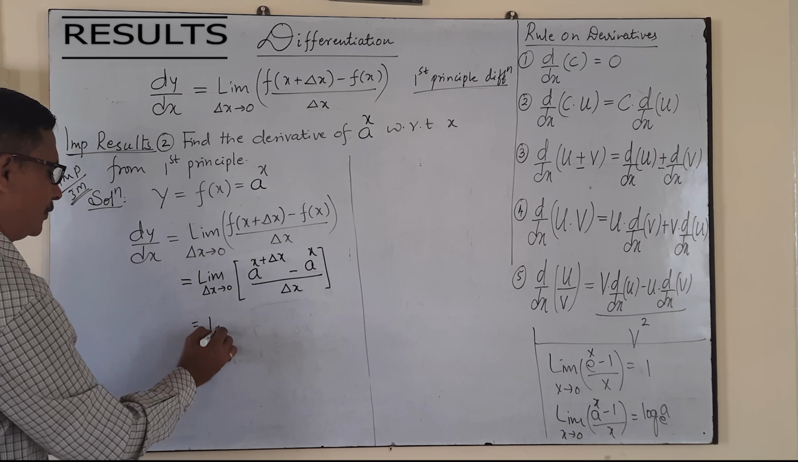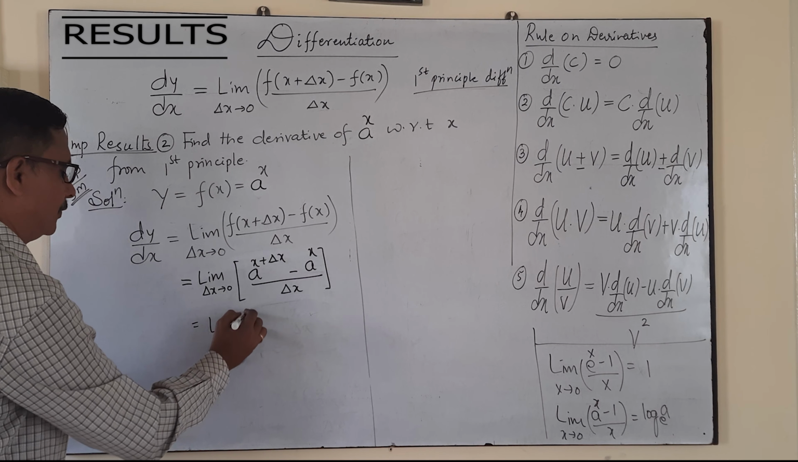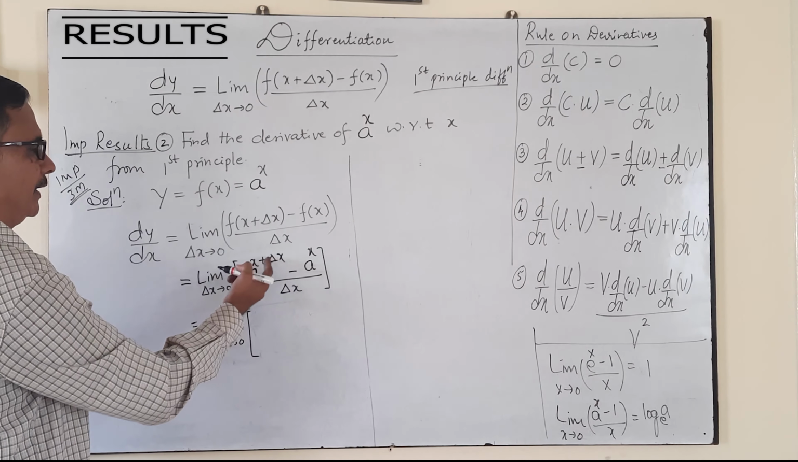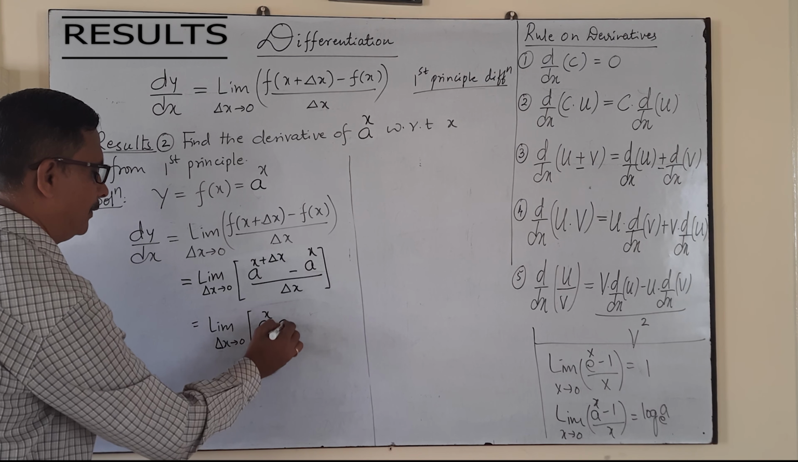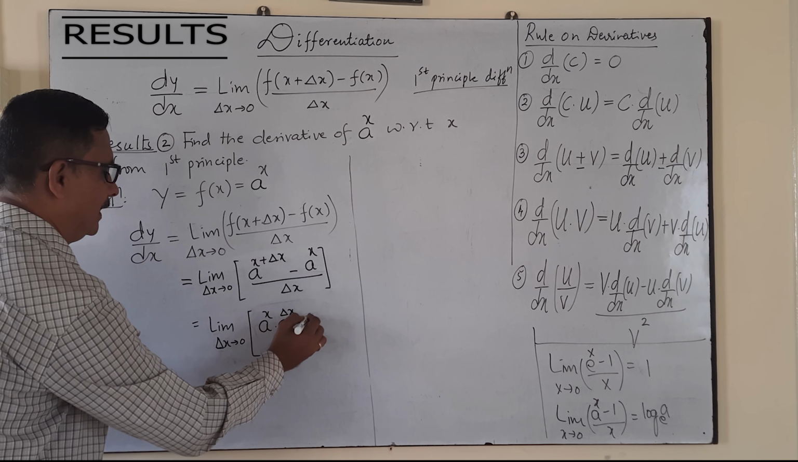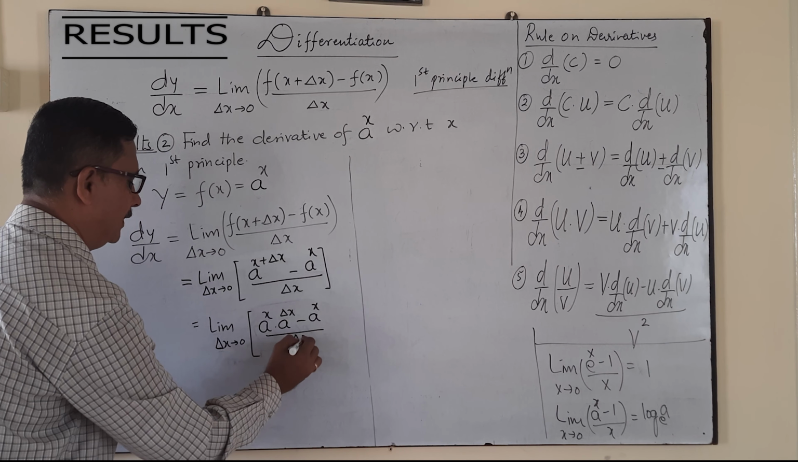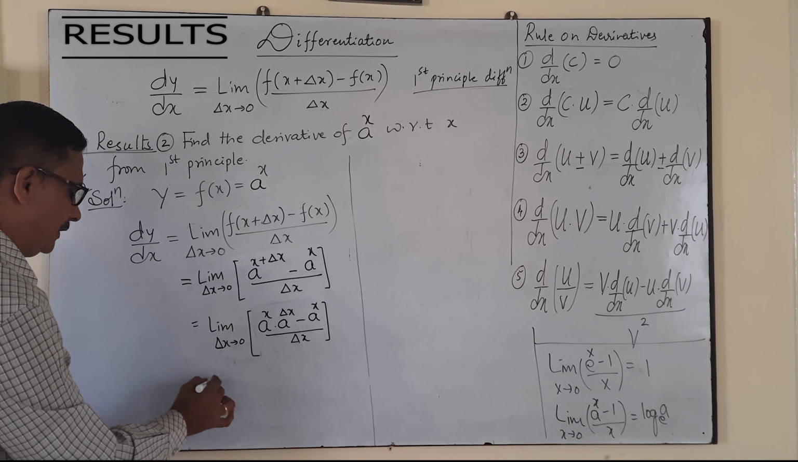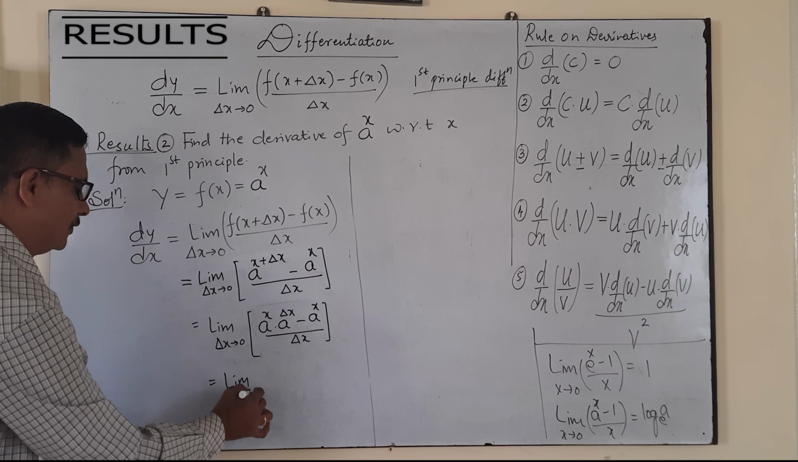That is equal to the same result. ಏನು ನಾವು e power x ಸಾಲ್ವ್ ಮಾಡಿದ್ವಲ್ಲ, ಅದೇ ಟೈಪ್ ಇದೆ ನೋಡಿ. That is equal to, in the numerator a power x plus delta x, using laws of indices we write a power x into a power delta x minus a power x, divided by delta x. Correct? Laws of indices. ಇದರಲ್ಲಿ limit delta x tends to 0.